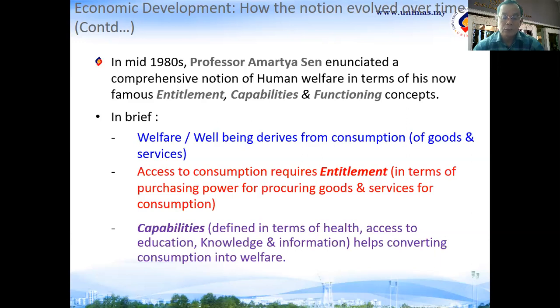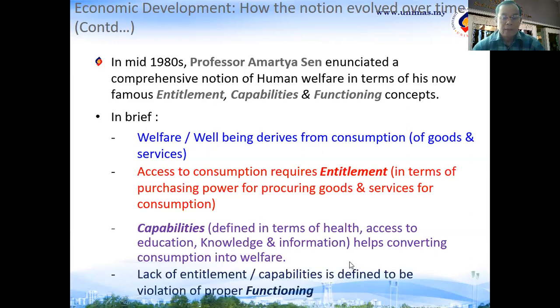Do you get it through education? Do you get it through better health? Do you get it through being informed? And all this will help to convert consumption into welfare. So these are necessary according to Amartya Sen.